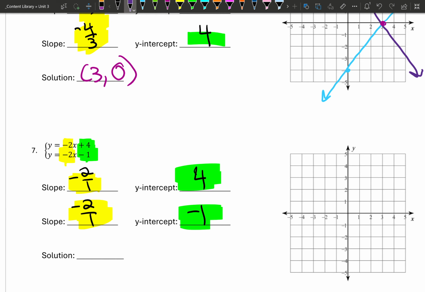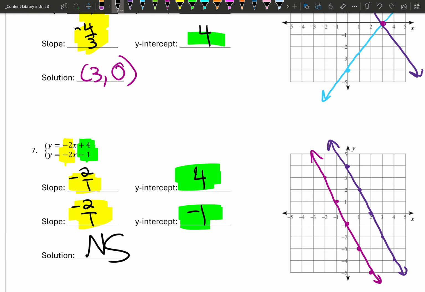Let's graph. The first one starts at 4 and goes down 2 to the right 1. And I'm just going to keep going until I run out of space to make a nice graph. Okay. The second one starts at -1, also goes down 2 to the right 1. Here they are connected. Do they cross? No. So the solution is no solution.